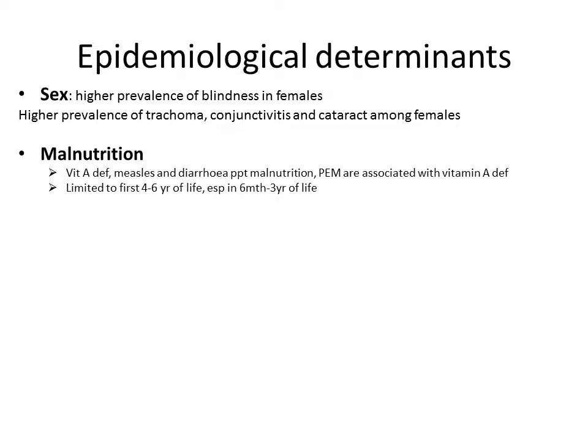Malnutrition. Malnutrition increases the chances of becoming blind. Mostly vitamin A deficiency. Measles and diarrhea, they precipitate malnutrition and thereby precipitate acute vitamin A deficiency. Protein energy malnutrition is associated with vitamin A deficiency, and hence malnutrition as such is associated with blindness. This malnutrition related blindness is limited to first 4 to 6 years of life.